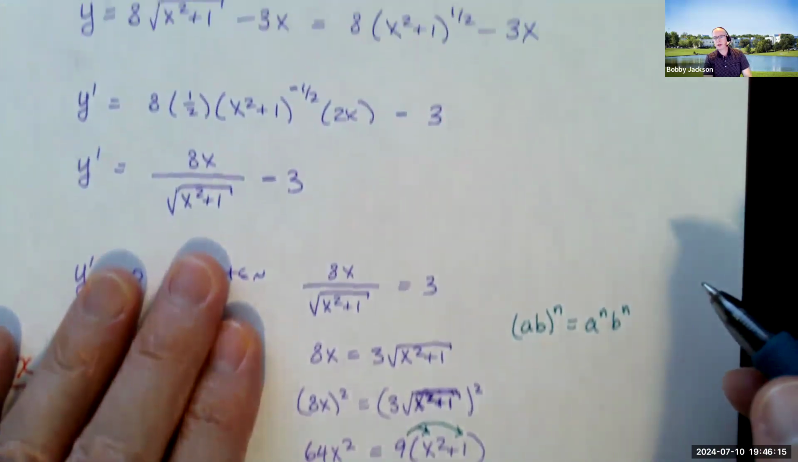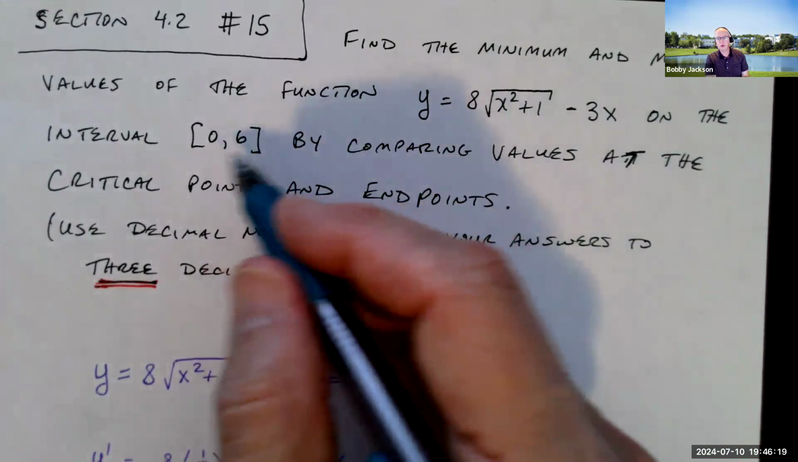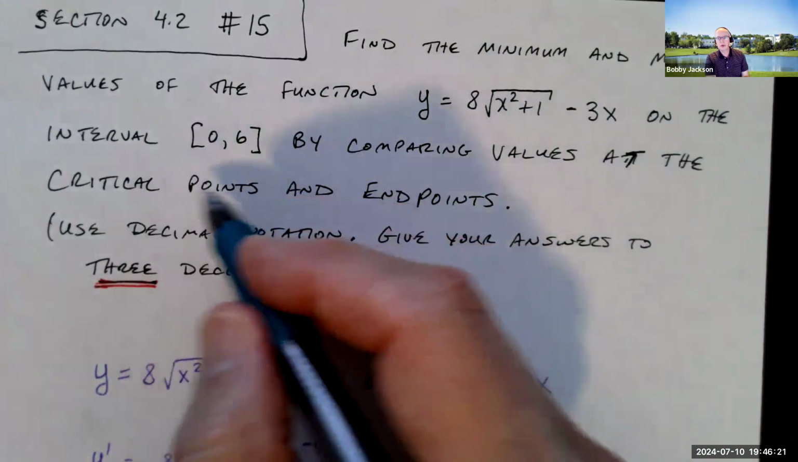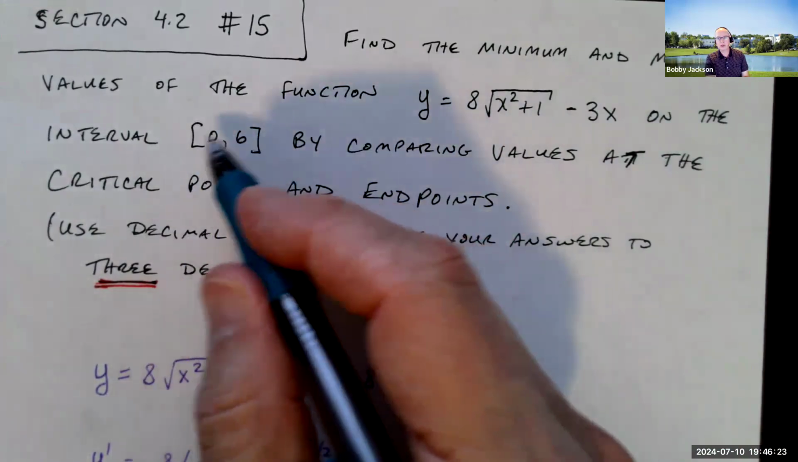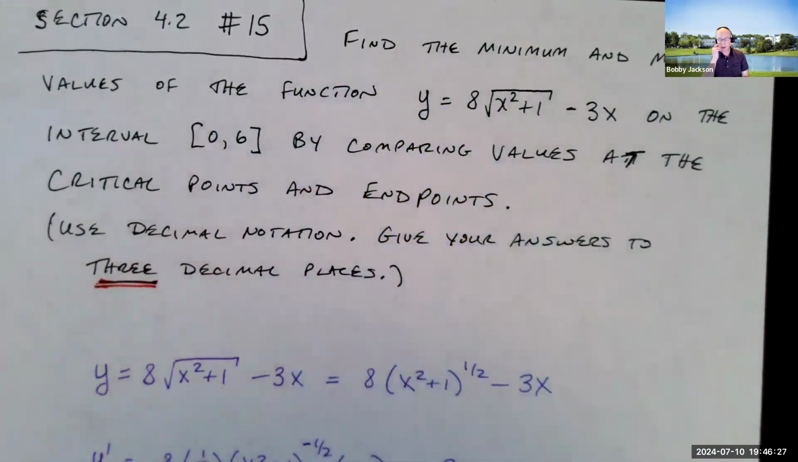Why am I not concerned with the negative one? Because remember, we're just looking at this interval only. You don't want to check any critical points or critical values outside this range. No critical numbers outside this range.